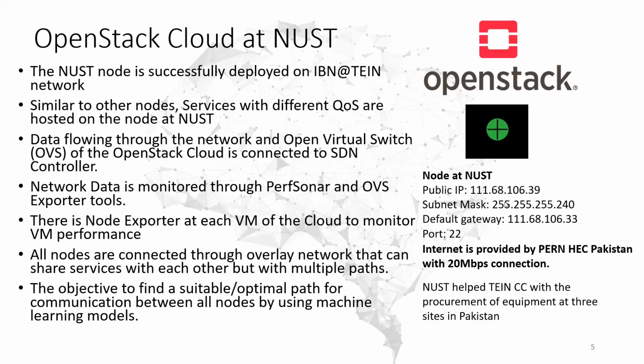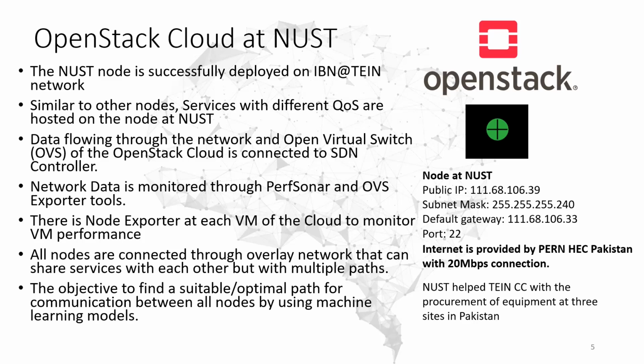and we have this subnet mask, and the internet is provided by PAN Pakistan, PAN ECC Pakistan with a 20 Mbps connection. And we at NUST also helped NCC with the procurement of equipment for 3 other sites in Pakistan. Currently, the whole equipment is already deployed at NUST side, and multiple services are hosted at NUST side.